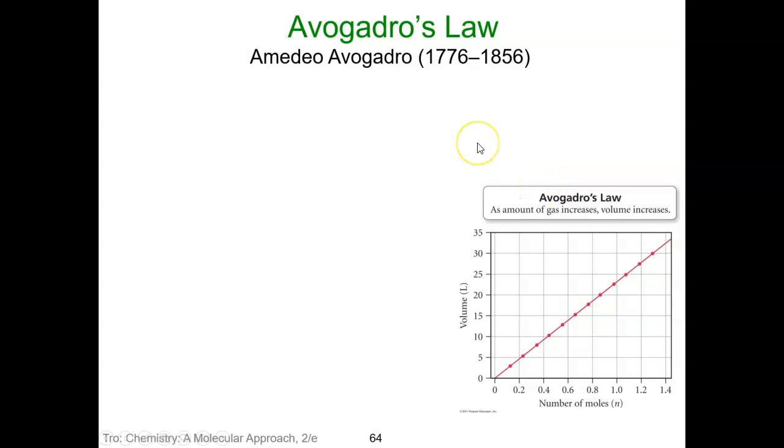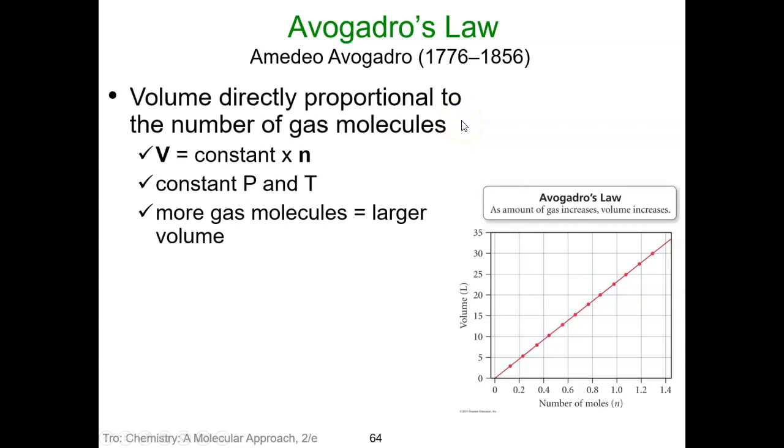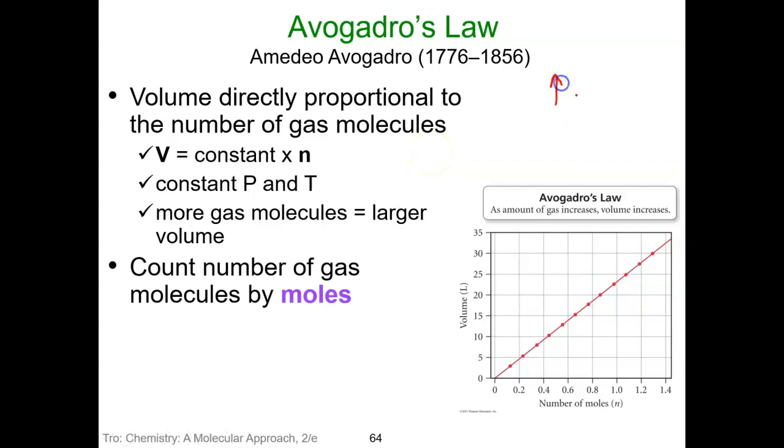Okay, our next one, Avogadro's law. Some people like to call it Avogadro's law. Amadeo Avogadro, coolest name ever. He figured out the relationship between volume and the number of moles. More gas molecules, larger volume. Increase the moles, increase the volume. You can see it's a direct relationship. One increases, let's increase our moles, our volume also increases. Double one, double the other.